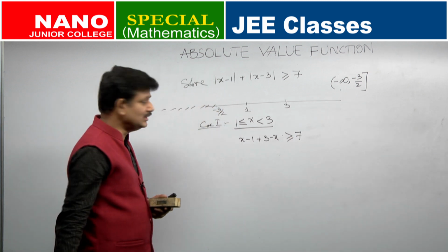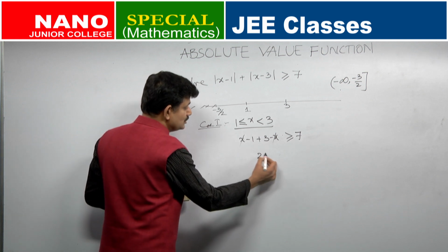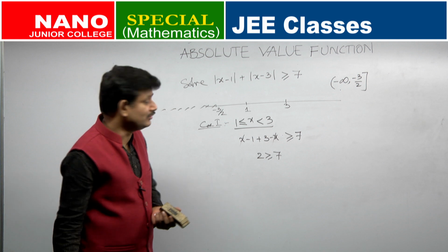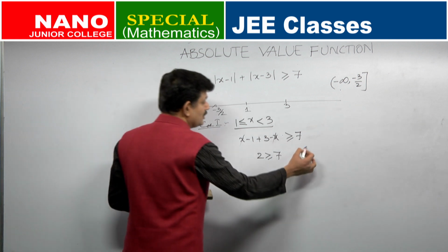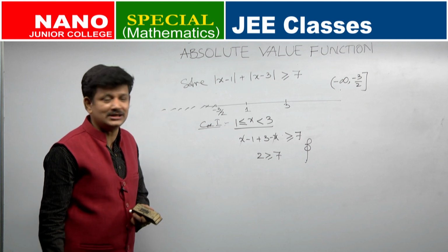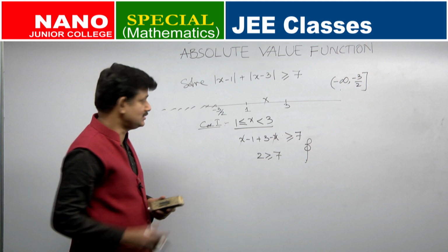What can you see happening here? X and minus x are getting cancelled. I am getting 2 is greater than or equal to 7. Is it ever possible that 2 is greater than or equal to 7? No. So, what is your answer from here? Null set. There is absolutely no contribution from the second case, so you do not get any solution in this particular case.